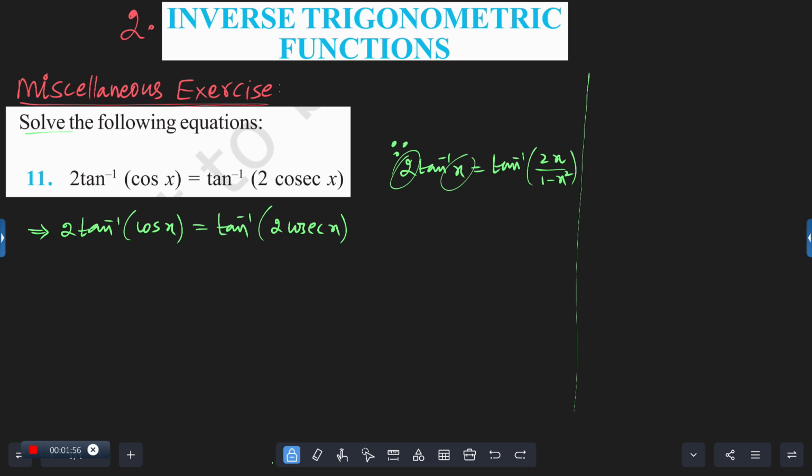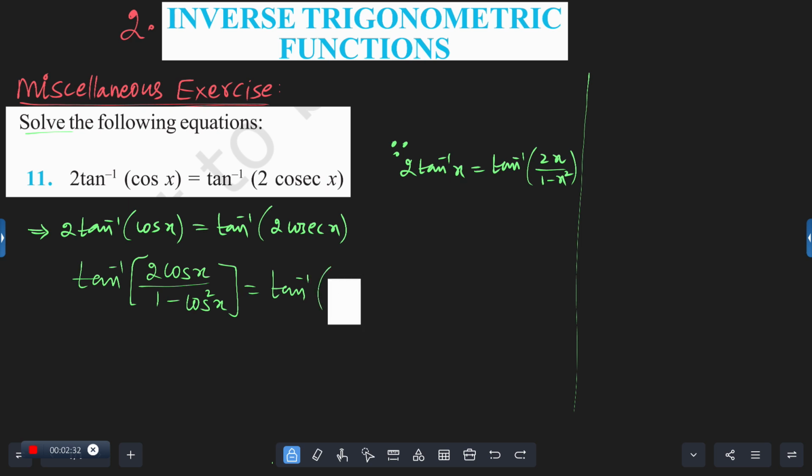But instead of x, what do we have, children? Cos x. That you should not forget. Instead of x, we have cos x. So in the formula, tan inverse of 2 times, instead of x, we write cos x, whole divided by 1 minus x square. X square means what? Cos square x. Which is equal to tan inverse of 2 times.